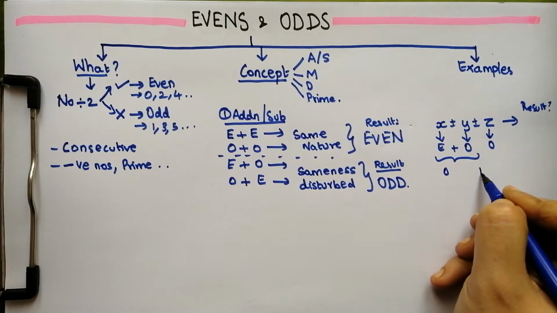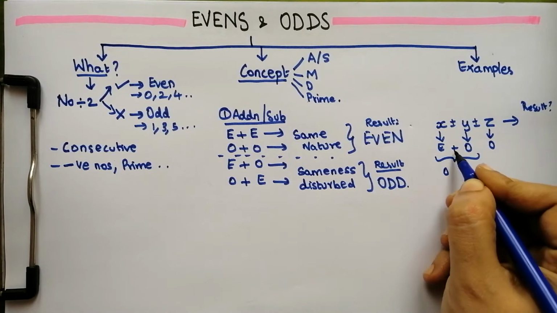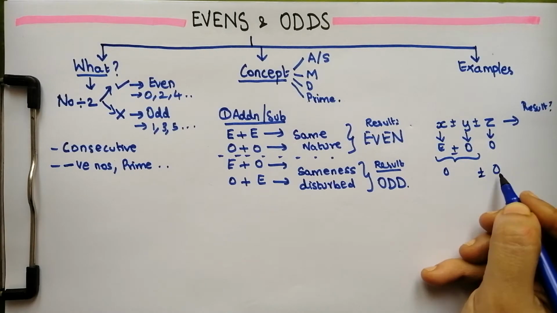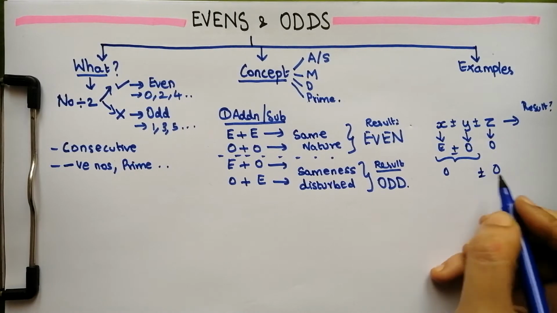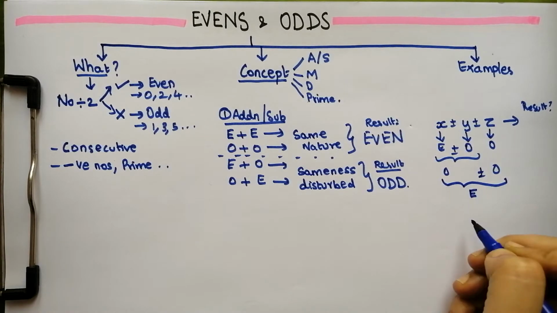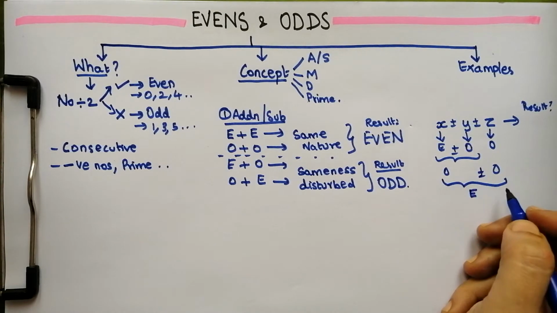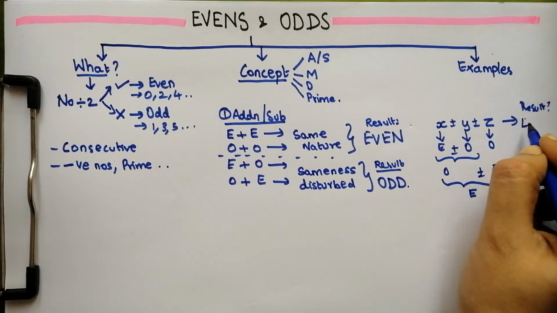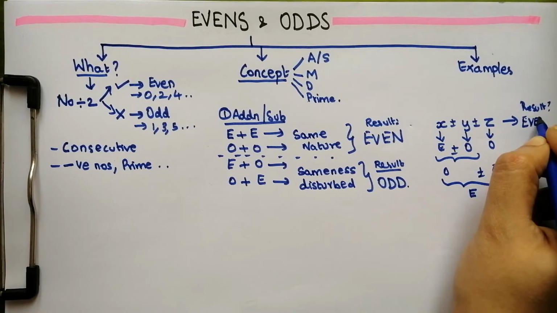Now the next number is odd. Here again, odd and odd, they are the same. So if they are the same, then it is even. Sameness is not disturbed here, so it is even. So the final result will be even.